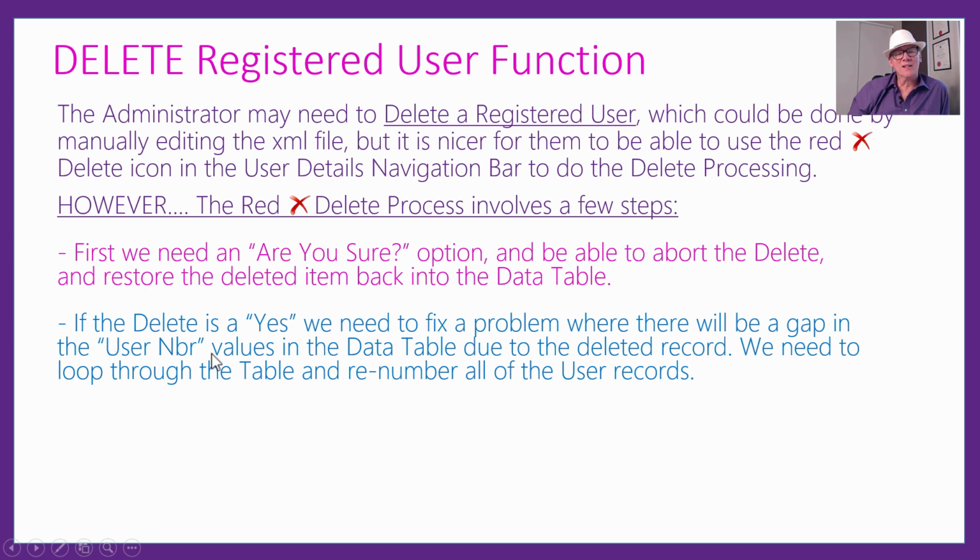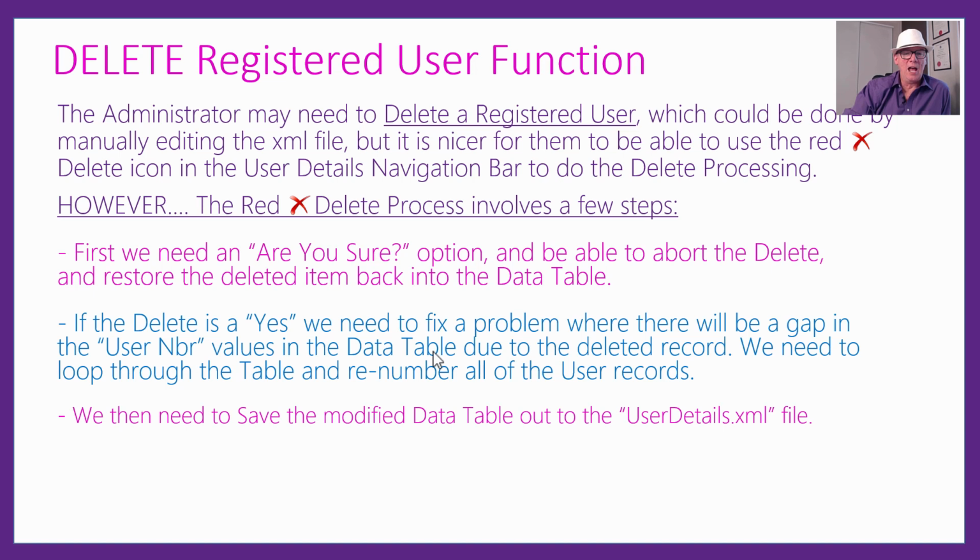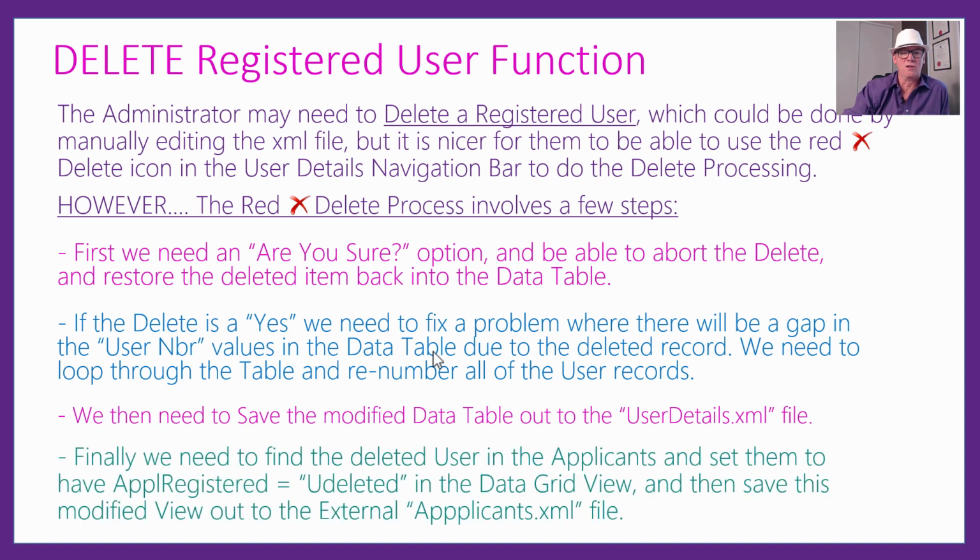problem if you delete someone in the middle of the user number values because there'll then be a gap, and so we're going to have to renumber all of the user records. So that's kind of an extra bit of work which we weren't really thinking immediately would happen, but it does happen. And we need to save the modified data table. When you delete it, it only is deleted in the data table. You've got to do a save straight afterwards or it doesn't commit the delete. And we need to get it deleted from the external file as well as being deleted on the screen.